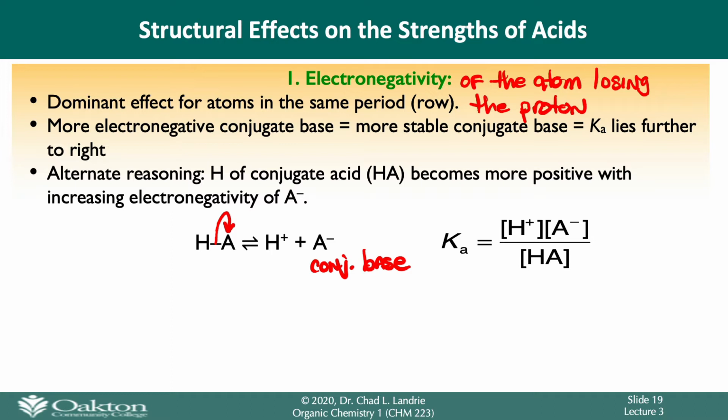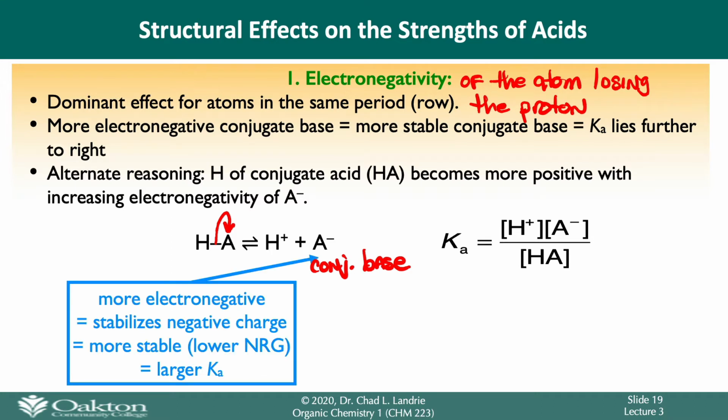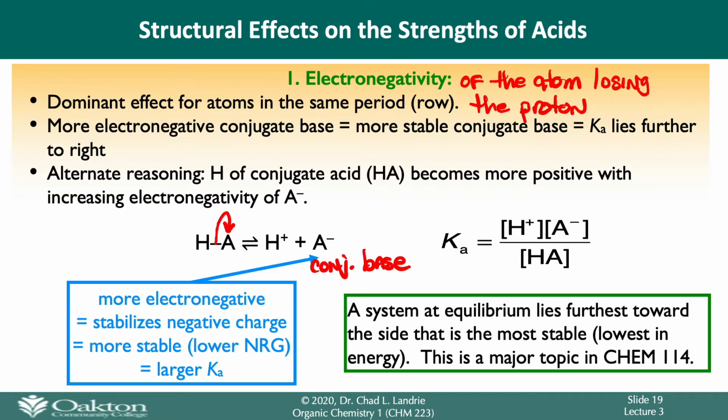And so if A- becomes more stable because it's more electronegative, the equilibrium lies further to the right, and that makes the Ka bigger. So let's say that again. The more electronegative the conjugate base is, or at least the atom losing the proton, the more stable it is. And the more stable it is, that means the equilibrium lies further towards that side, and that means the acid is stronger than some other reference case.